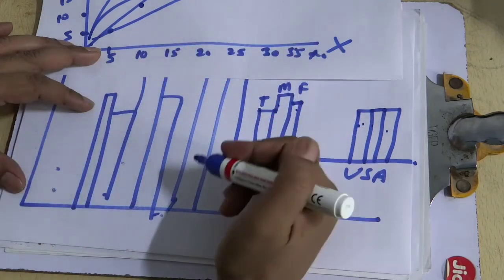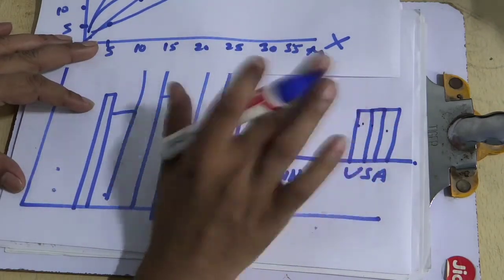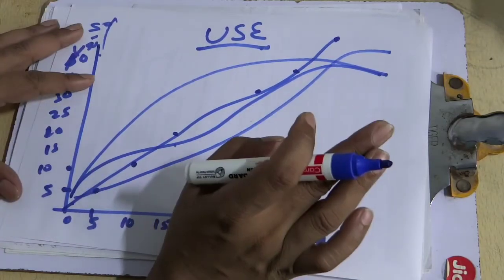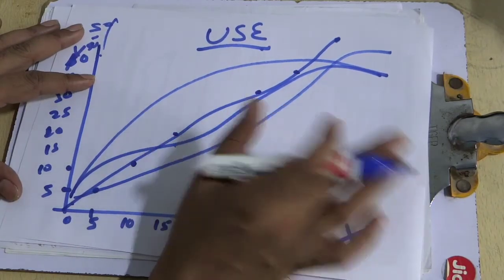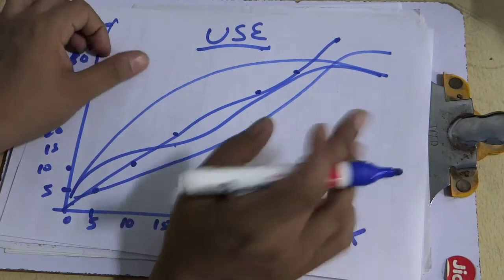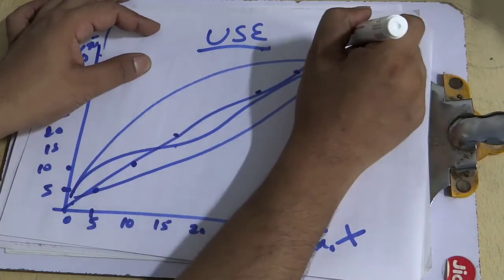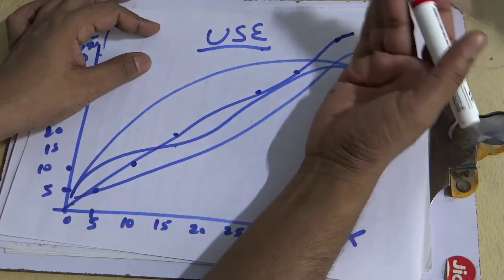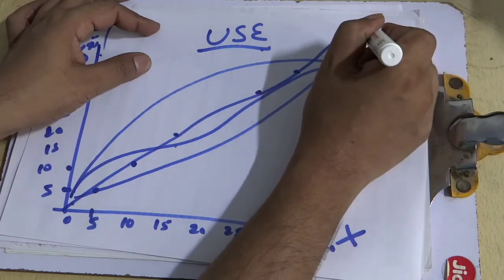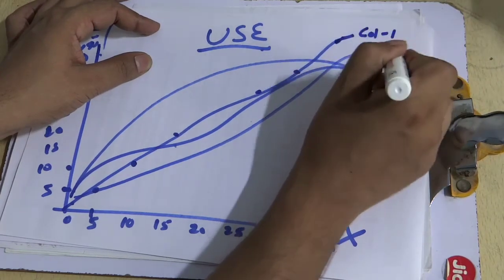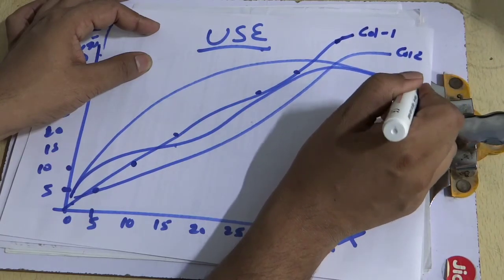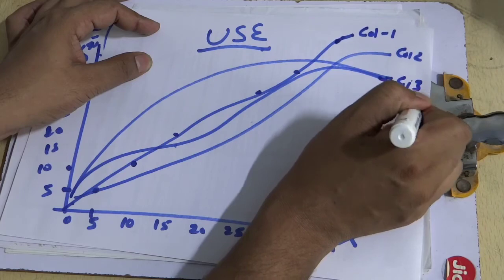I'm just giving you a very easy example of the literacy rate. Otherwise, we have very complex data about business and many other things. Now here in the community data, if you are comparing between the colleges or the departments, we can say this is college 1, this is college 2, this is college 3, this is college 4.